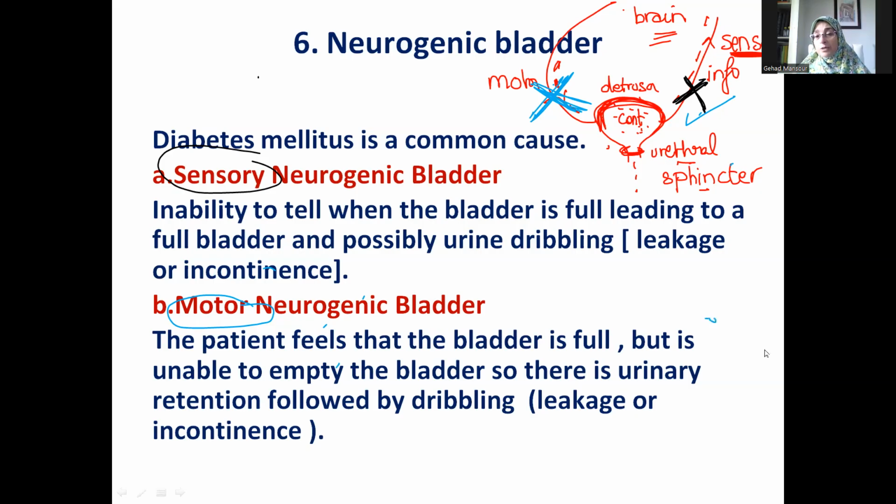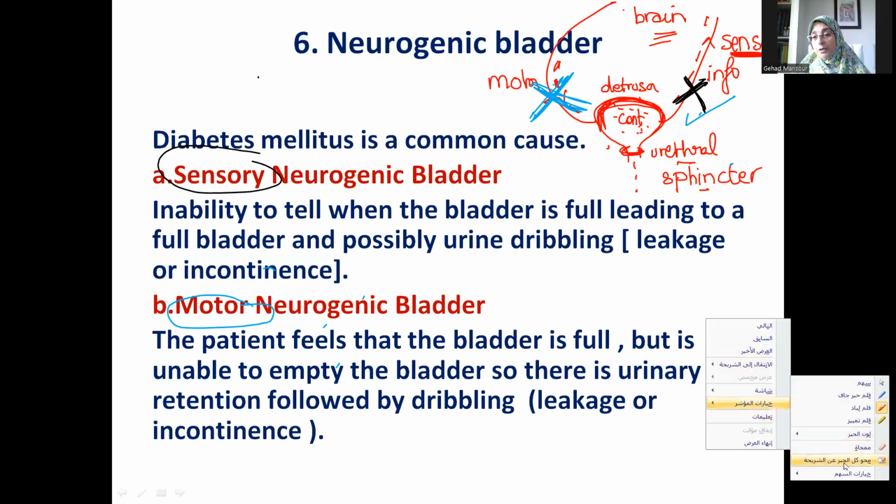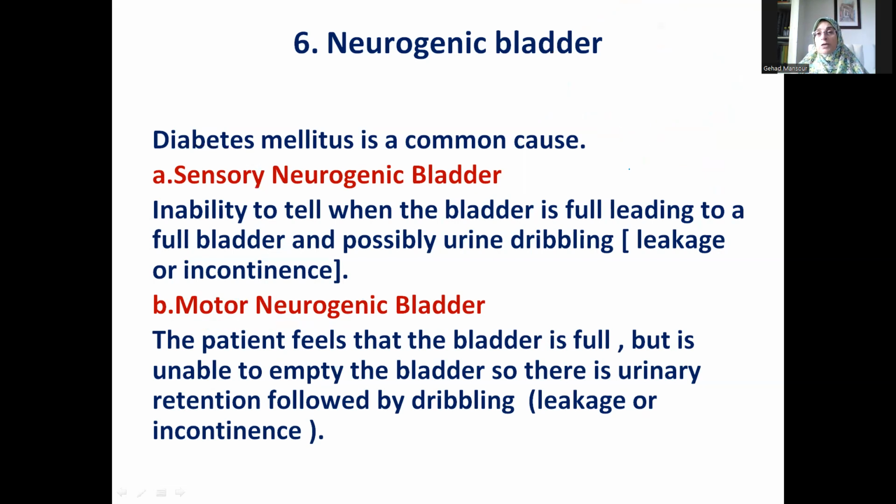Of course, the best question to ask the patient in order to differentiate between dribbling of urine and incontinence of urine is about the feeling, the desire to micturate. Do you feel that you want to go to the toilet but cannot evacuate your bladder? If yes, then it is a motor neurogenic bladder.